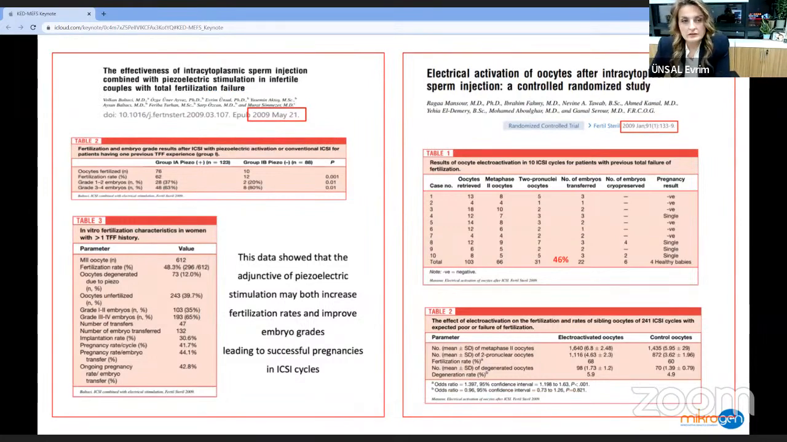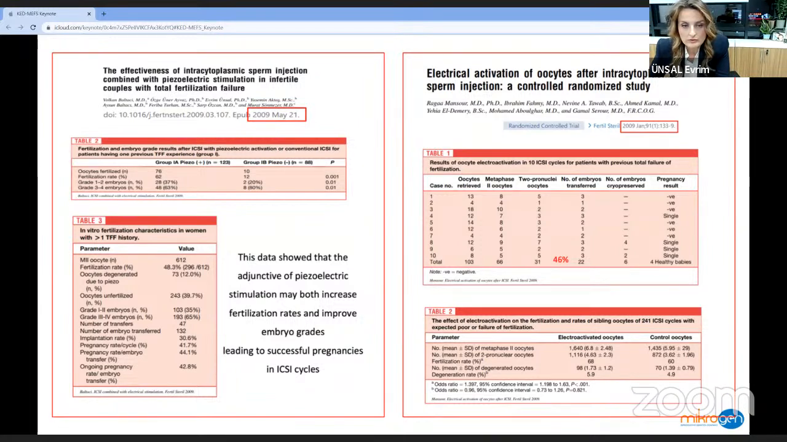In 2009, we published our first data about ICSI combined with piezoelectric stimulation in infertile couples having a history of total fertilization failure. In this study, we applied piezoelectric stimulation 20 minutes after sperm injection. The patients were allocated to 2 groups. Group 1 included 21 patients with only 1 previous TFF, and Group 2 included 50 patients with more than 1 previous TFF attempt. In Group 1, combined ICSI with piezoelectric stimulation was applied to 123 M2 oocytes, which is Group 1A, and standard ICSI was applied for the remaining 88, Group 1B.